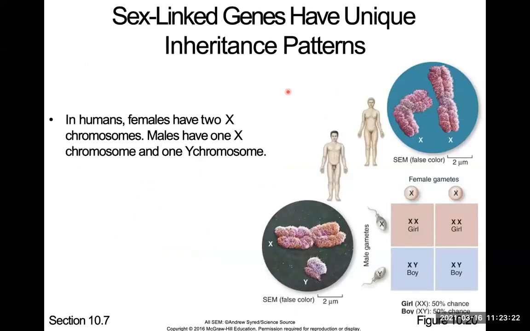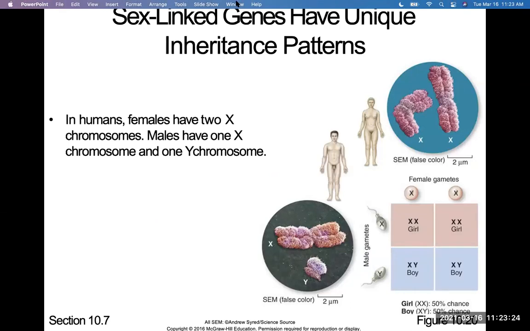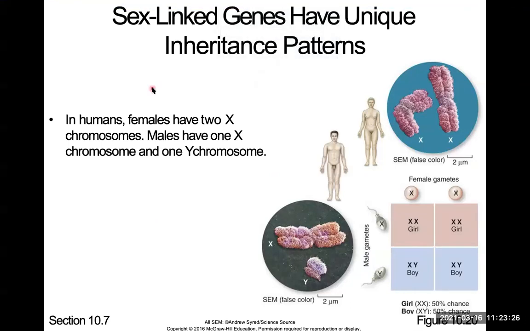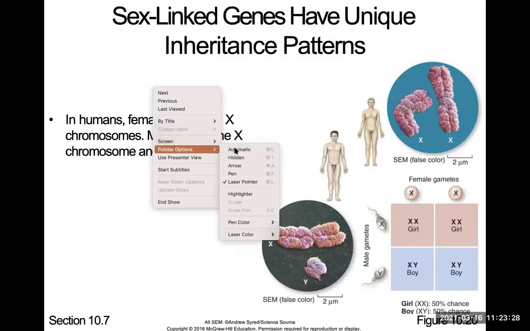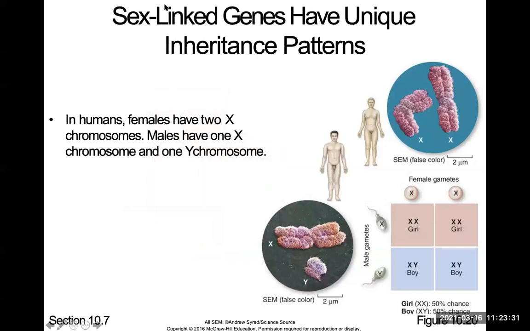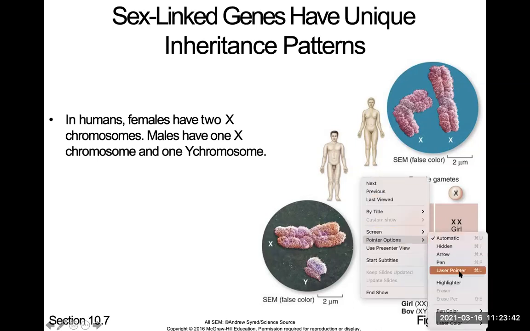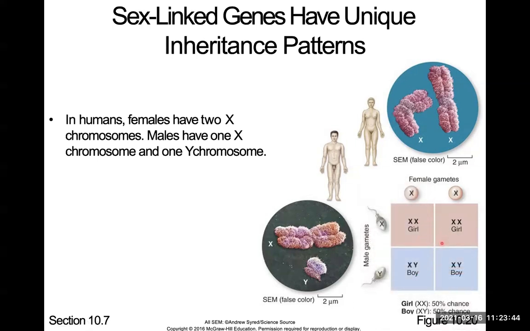So next we're going to talk about sex-linked genetic disorders. Sex-linked genetic disorders have inheritance patterns. You have seen this Punnett square before, when I showed you the math and said there's a 50% chance the child is going to be a girl and a 50% chance it's a boy.